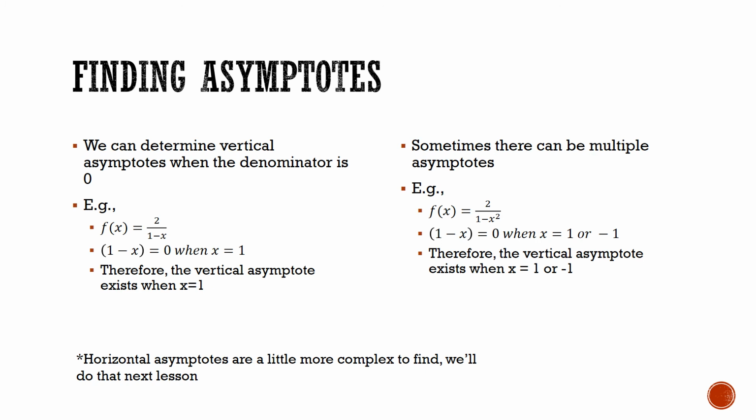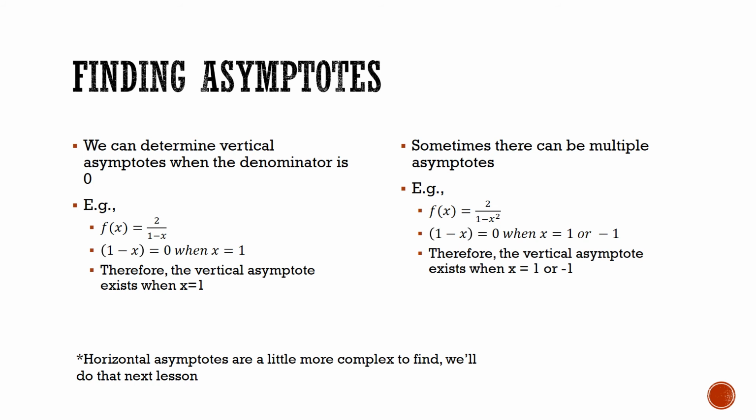Okay, so all we need to do to find a vertical asymptote is find what x has to be to make the denominator 0. So in our first example, the denominator is 1 minus x. To make that 0, we have to have x equal 1, to have 1 minus 1, which is 0. Therefore, this function here is undefined when x equals 1. Therefore, the vertical asymptote is at x equals 1.